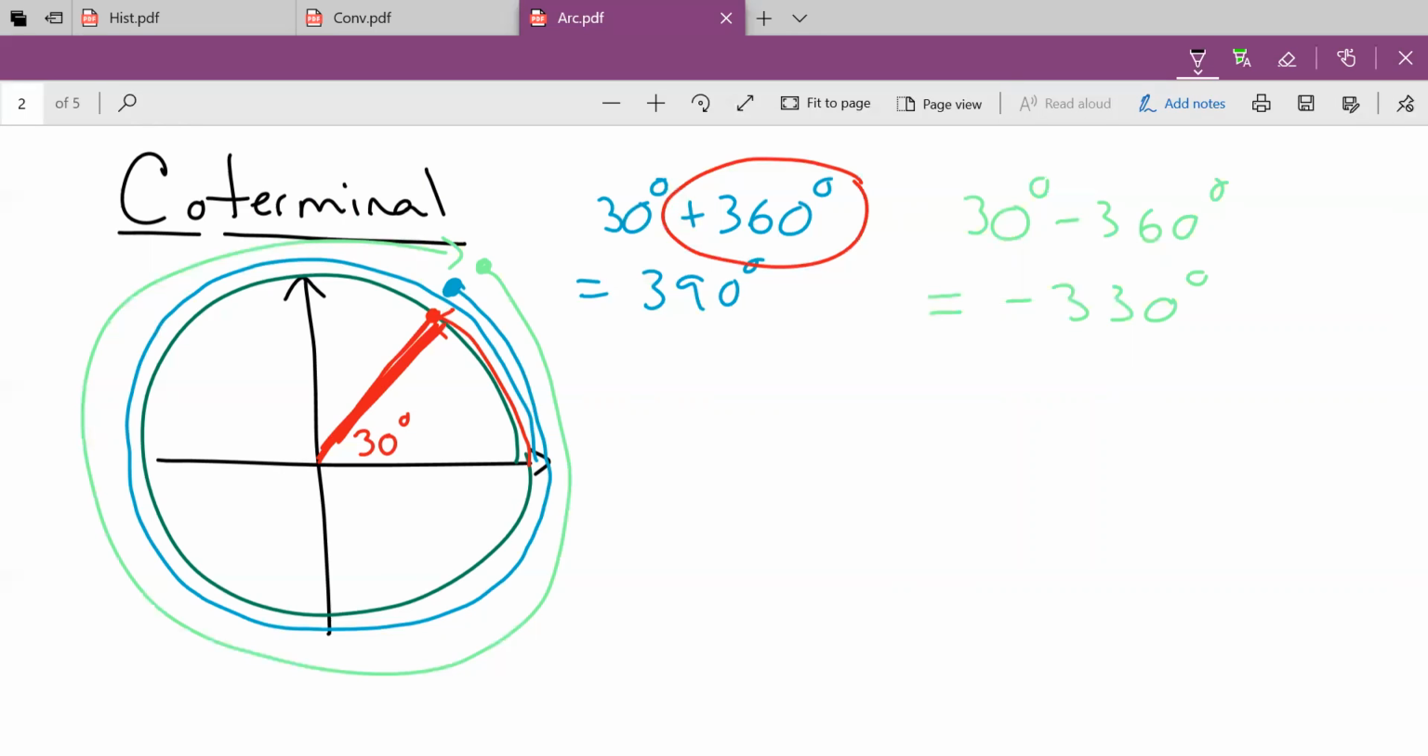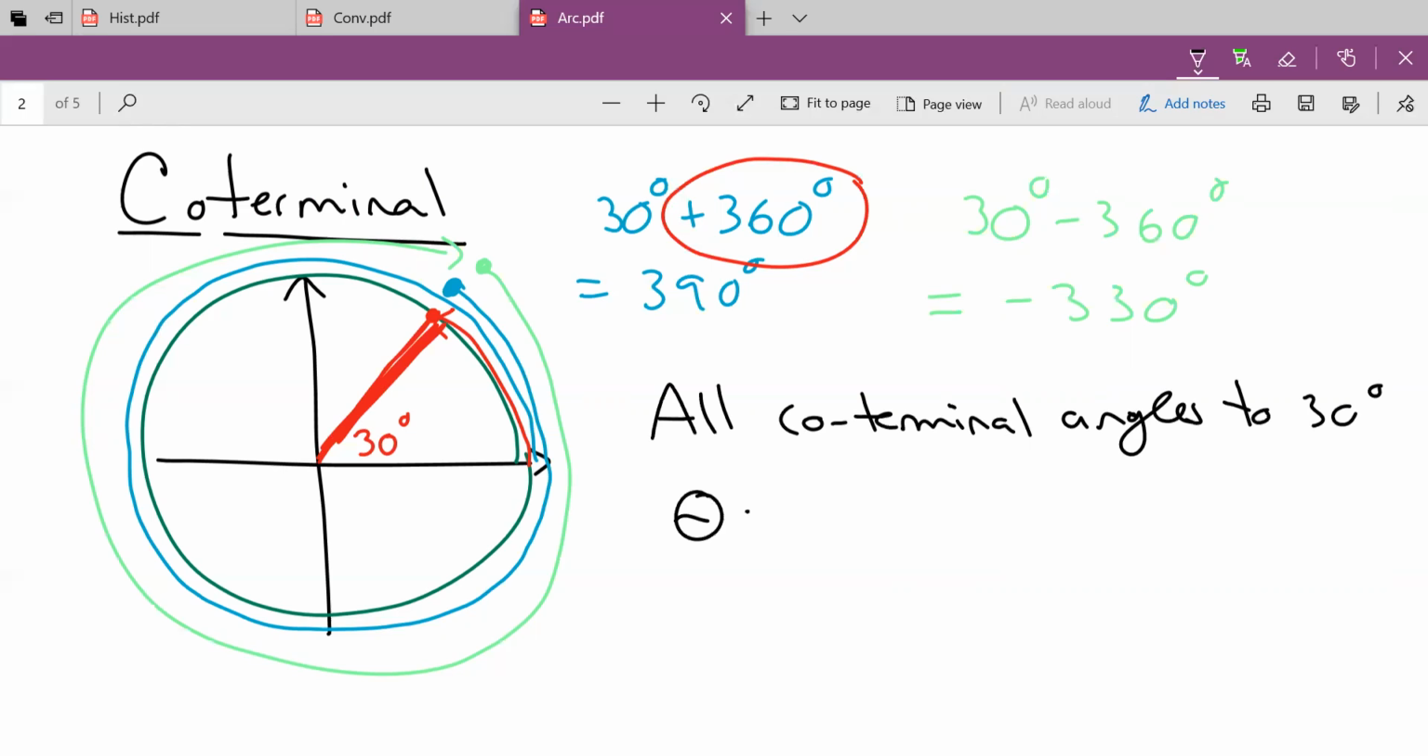If I want to write a formula for all coterminal angles with 30 degrees, well, I'm just going to make a formula. Coterminal angle. So we call our angles theta. Well, 30 degrees, I'm going to plus 360 degrees. Or I could go 720. Or I could go 1080. Or I could go backwards minus 360. I could go backwards 720. I could go backwards 1080.